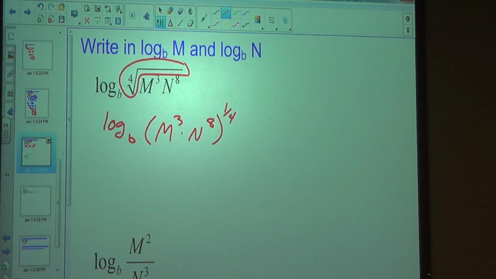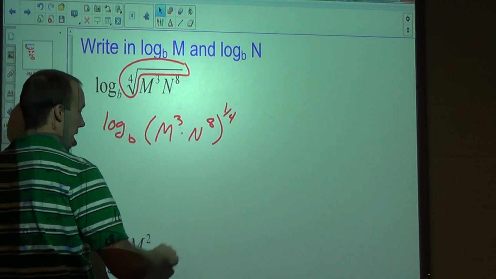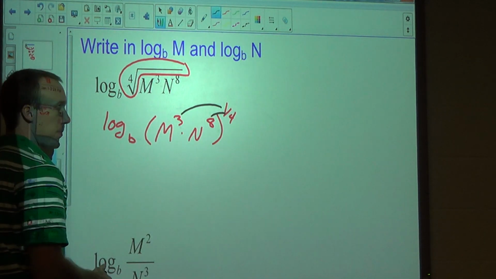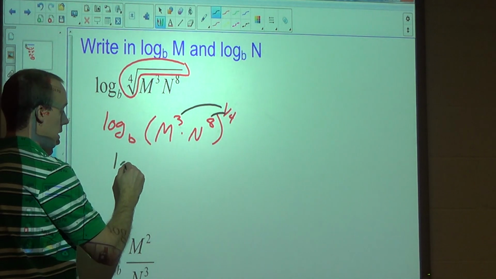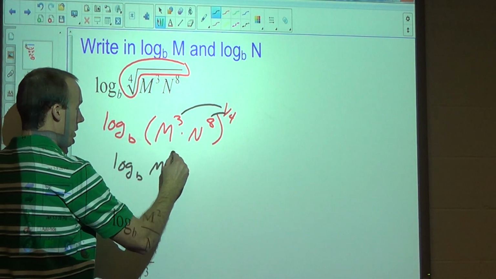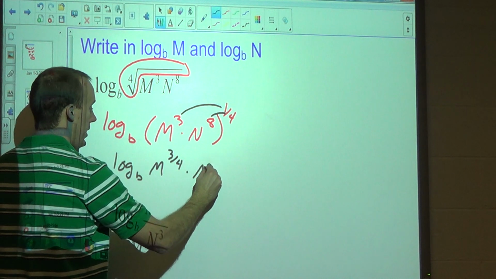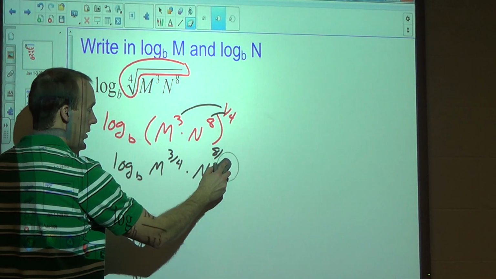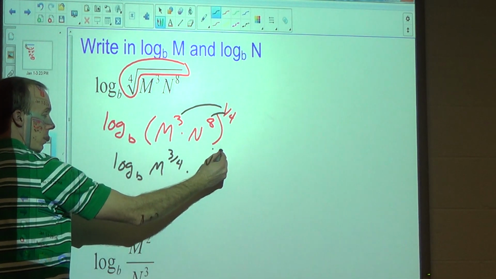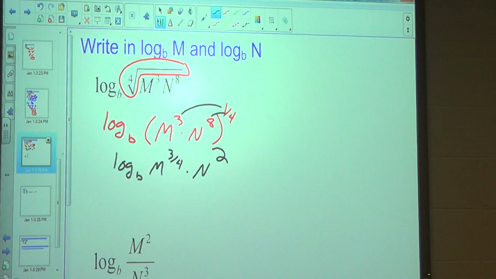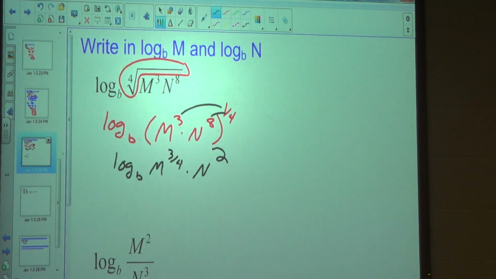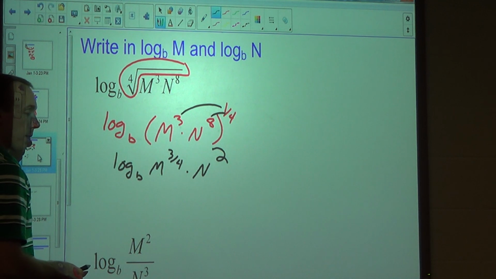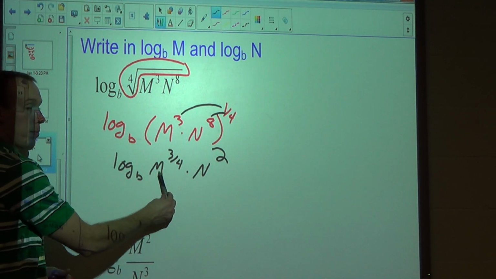What's the next thing I could do? Distribute because it's multiplying, yep. And that's power to a power. So now I have m to the 3/4 times n to the 8/4, which actually will turn into 2. Alright, so now what could I do if I'm trying to split them into two separate logs? How many parts are being multiplied here? There's 2 parts, right?